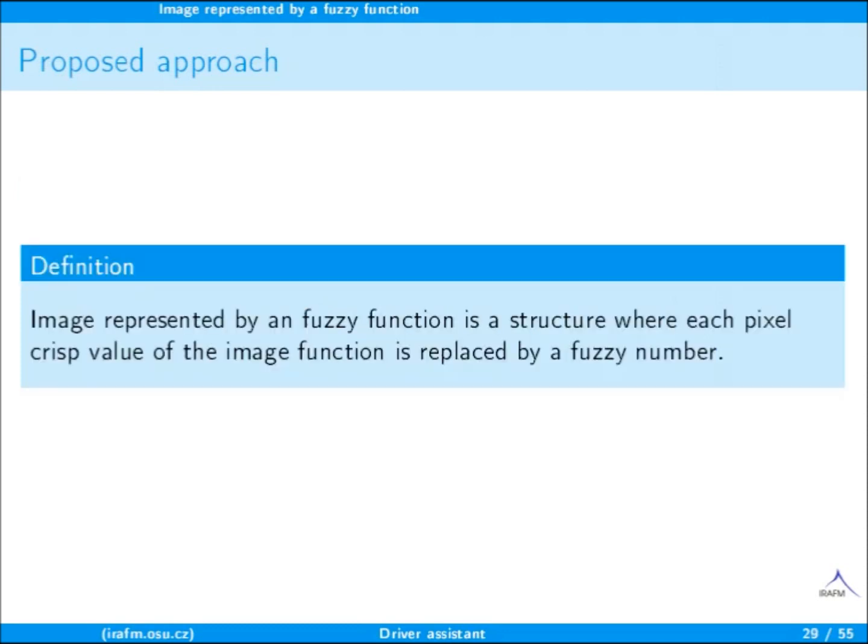Finally, we can make the definition of our structure. An image represented by a fuzzy function is a structure where each pixel of the original image function is replaced by a fuzzy number.